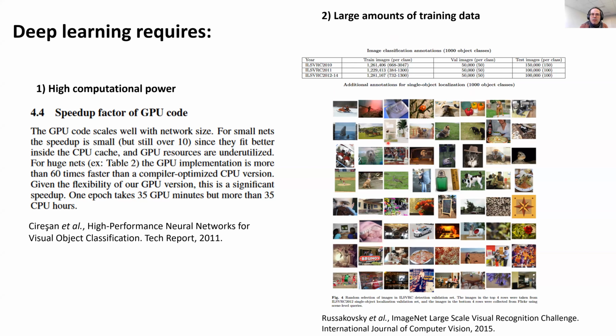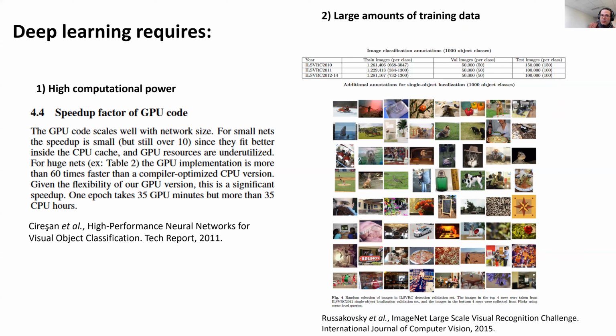In this data set, ImageNet, you have about 1,200,000 images for training, 50,000 for validation, and 150,000 for testing. So about 1.5 million images, and you have 1,000 different classes. So a huge training data set. And with those two things, deep learning could finally happen.